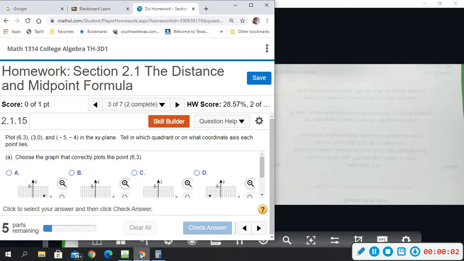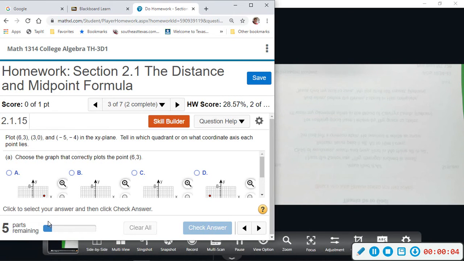All right, number 3. This one we have several parts. As you can see, there's 5 remaining, so 6 parts altogether. This first part wants us to plot 6, 3, 3, 0, and -5, -4 in the XY plane. Tell which quadrant or on what coordinate axis each point lies.